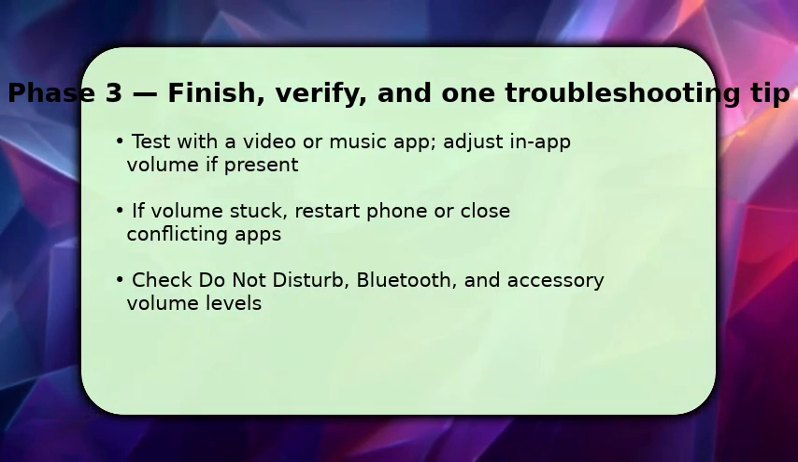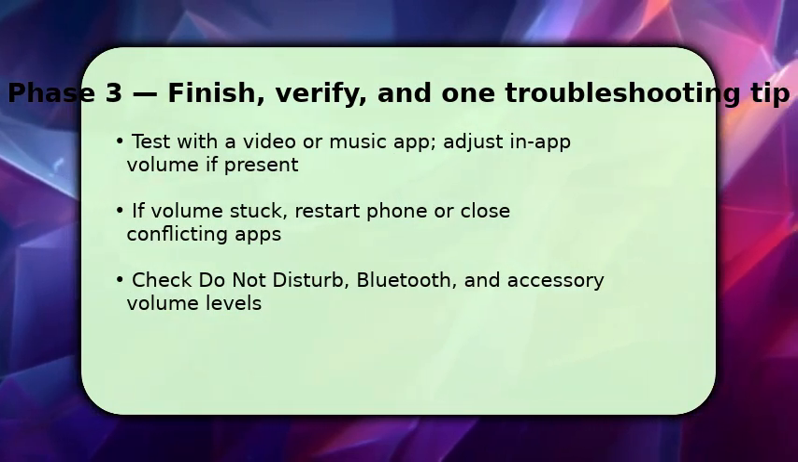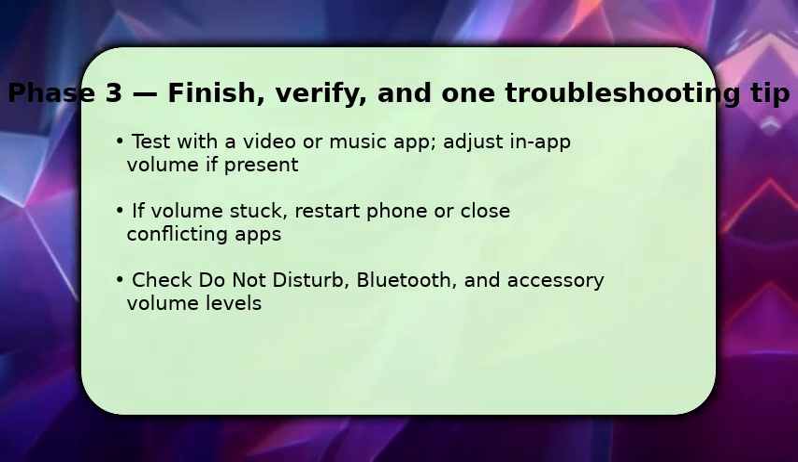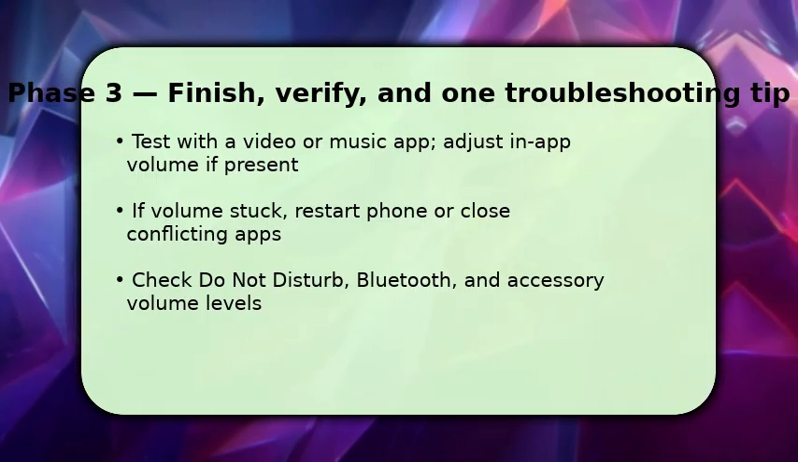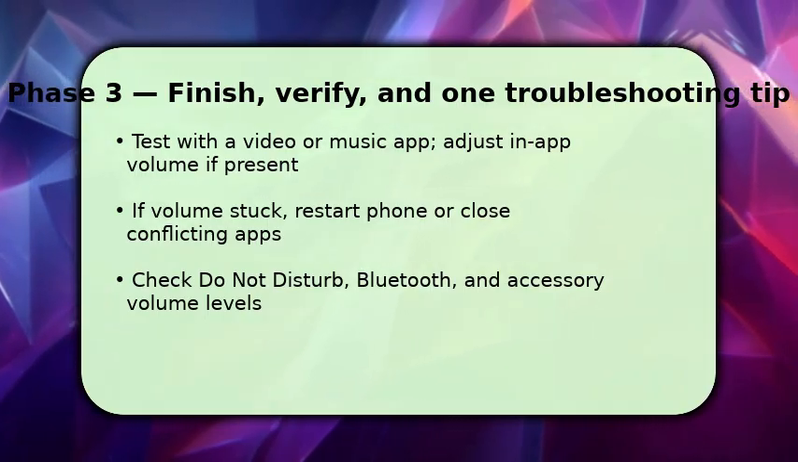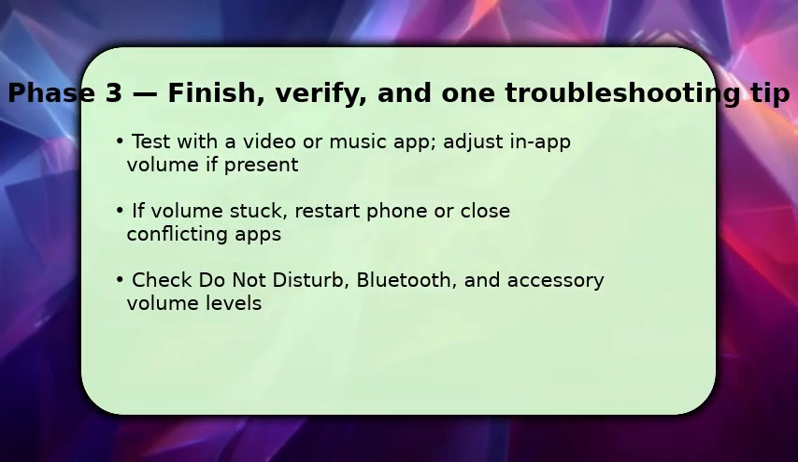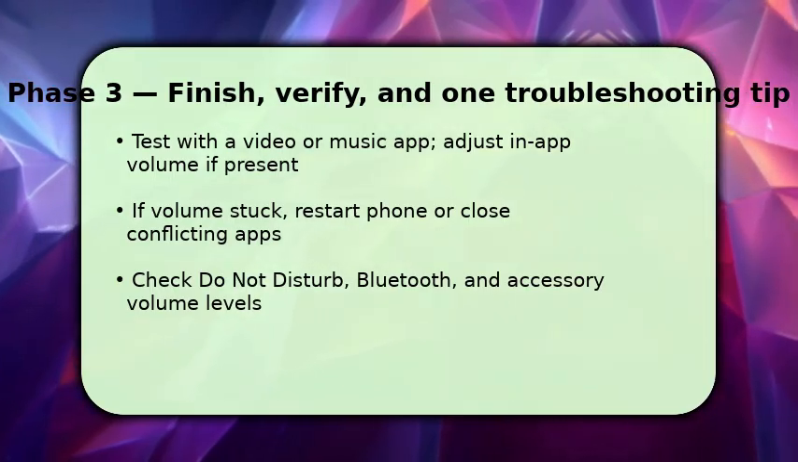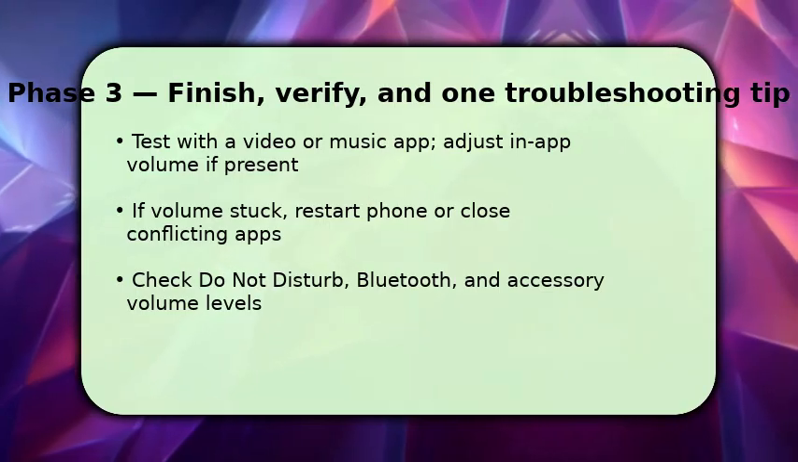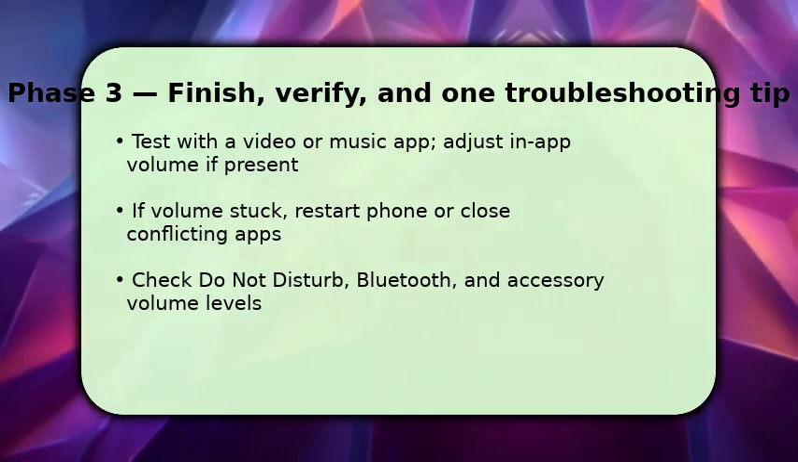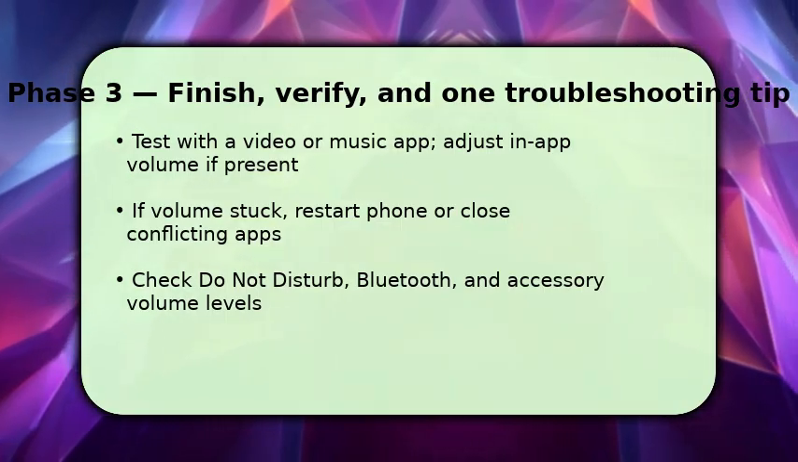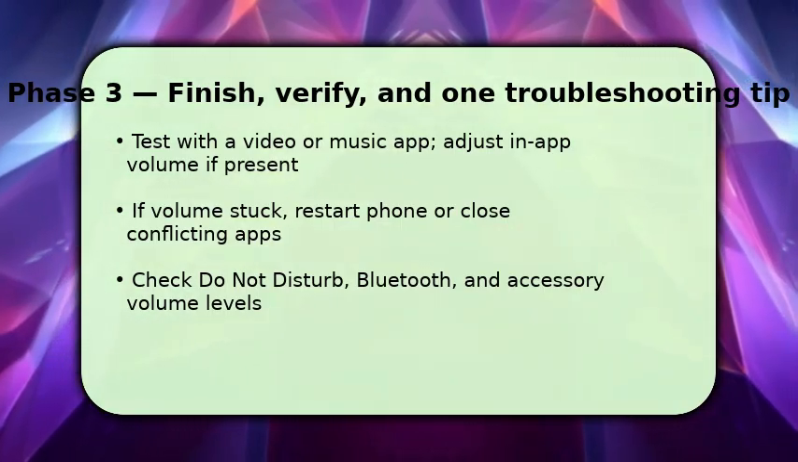Finish by playing audio and checking the result. If sound is still low, look at the app's own volume control, because apps can have independent mixers. If levels remain unresponsive, restart your phone to clear temporary conflicts and close apps that may use audio in the background. Make sure Do Not Disturb isn't limiting sounds, and if Bluetooth is connected to a headset or speaker, adjust that device's volume separately. Those often override your phone's media control.